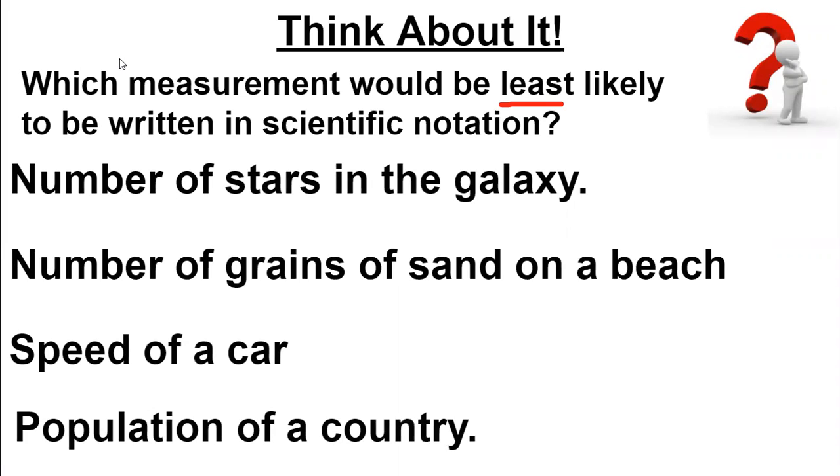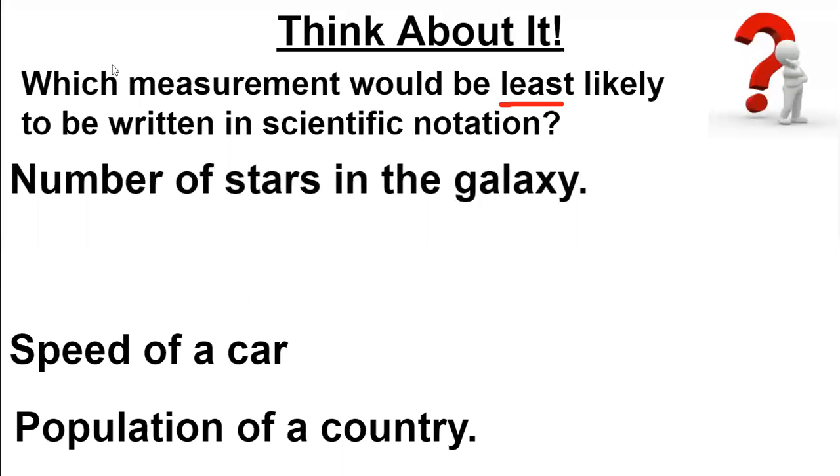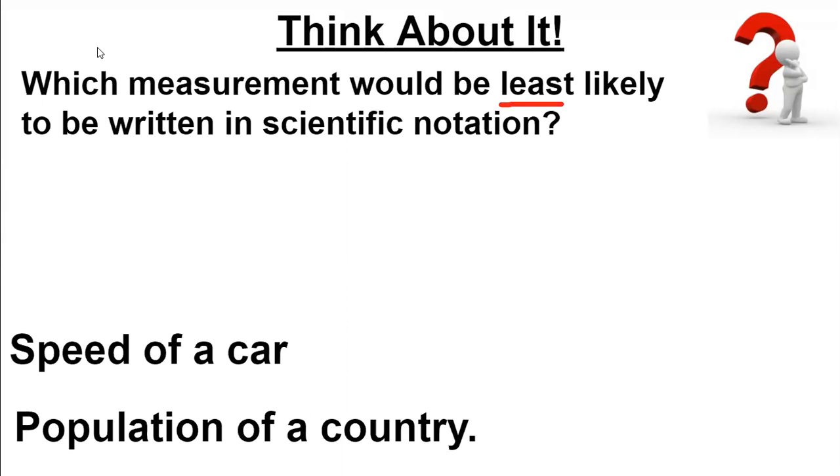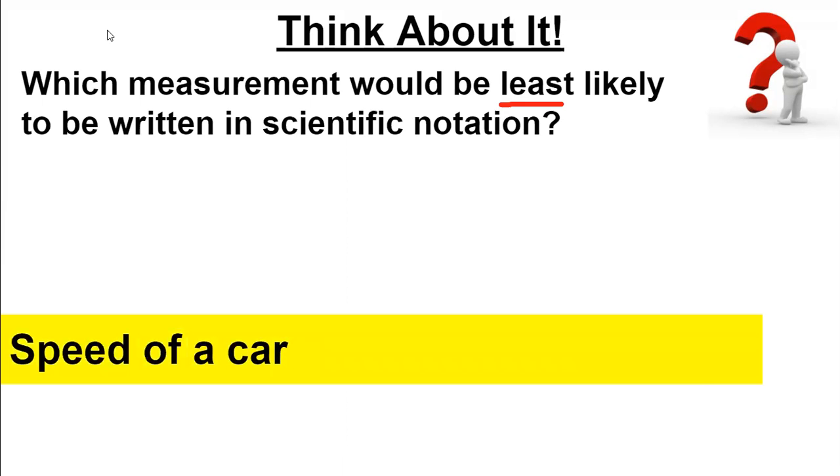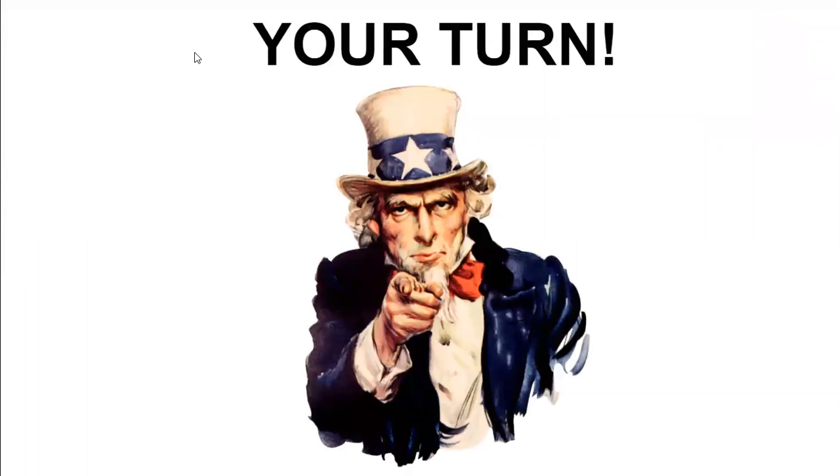So which ones can we eliminate? We want to pick the one that probably will not be written in scientific notation. Well, let's get rid of number of grains of sand on the beach, because that's going to be a huge number, wouldn't you say? Exactly. What else can we get rid of? Right, number of stars in the galaxy is also a very huge number. And the last one that you can get rid of, population of a country, is a very huge number. So the speed of the car is least likely to be written in scientific notation. All right, you get a turn at these types of problems.